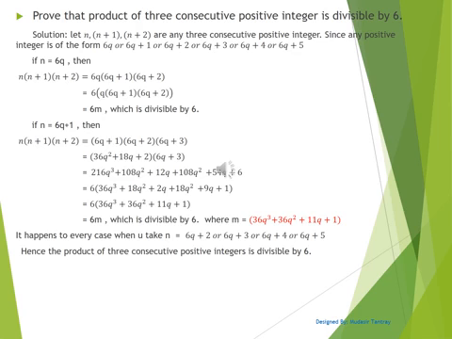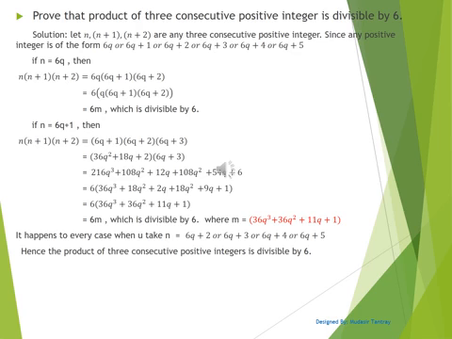Take 6 as common. Here it becomes 6 into 36q cube plus 18q square plus 2q plus 18q square plus 9q plus 1, which is equal to 6 into 36q cube, plus 18q square plus 18q square, it becomes 36q square, 9q plus 2q, it becomes 11q plus 1. Now it is in the form of 6m, which is divisible by 6. Here m is equal to 36q cube plus 36q square plus 11q plus 1.